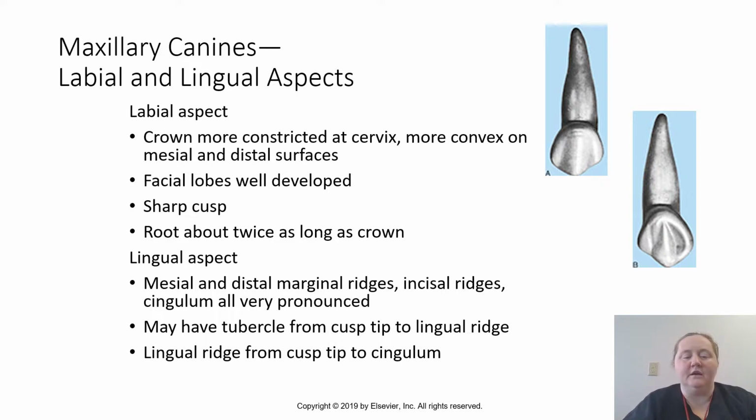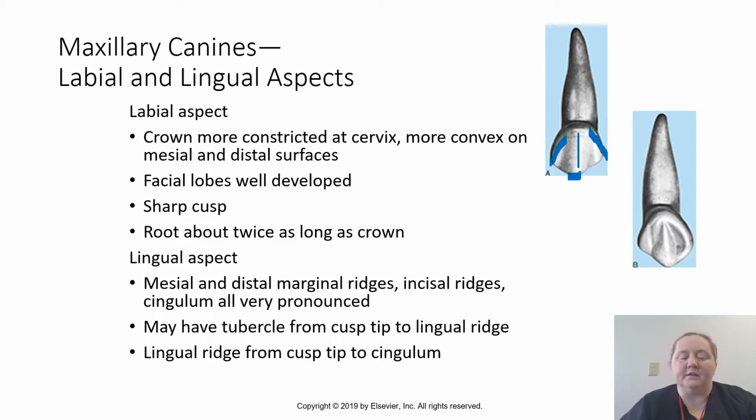All right, maxillary canines, labial and lingual aspects. The crown is more constricted at the cervix and more convex on the mesial and distal surfaces. The facial lobes are well developed, and you can really see that. I think you can really see it here. 1, 2, 3. Okay, very well developed. We have a sharp cusp right here, and the root is about twice as long as the crown.